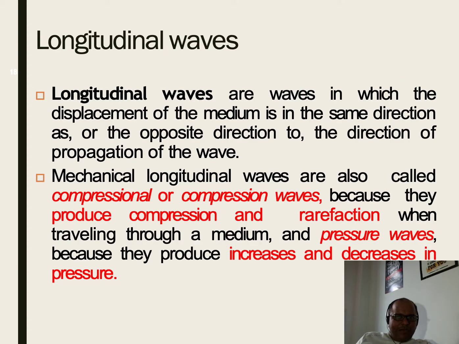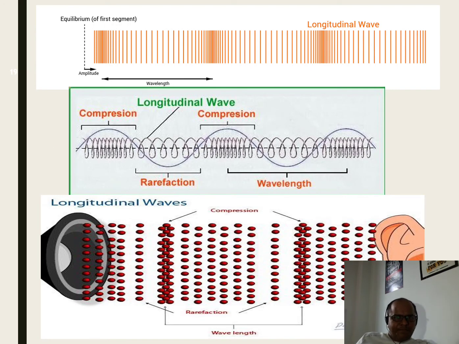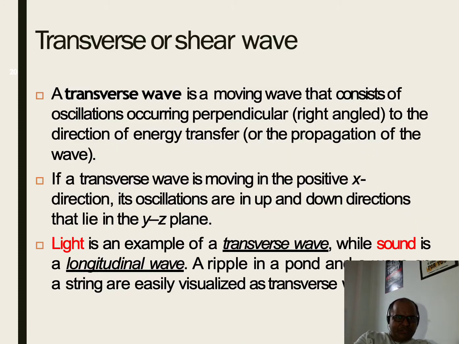Longitudinal waves are waves in which the displacement of the medium is in the same or opposite direction to the direction of propagation of the wave. Mechanical longitudinal waves are also called compression waves because they produce compressions and rarefactions when traveling through a medium, and pressure waves because they produce increases and decreases in pressure. Here in the picture, you can see the longitudinal waves propagating. These are the compression waves, also known as compressions and rarefactions. These are the wavelengths.